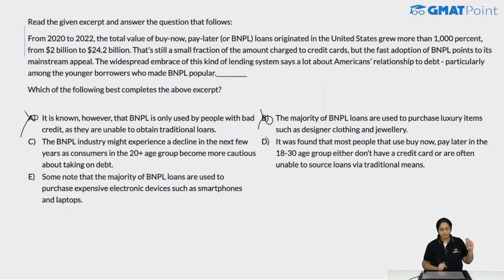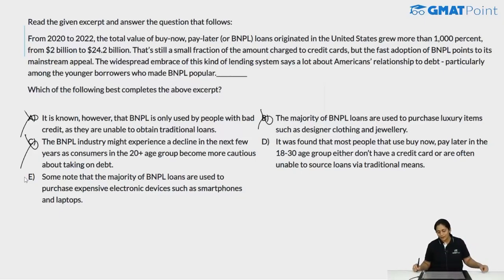C is: The BNPL industry might experience a decline in the next few years as consumers in the 20-plus age group become more cautious about taking on debt. Now, this might be true, but it should not be the ending point of this paragraph. You first talk about its expansion and its appeal, and later on, somewhere two or three paragraphs down, you might say that 20 years from now, it might have a decline. But right now, you're talking about an expanding market. This talks about much further ahead in time, while the remaining paragraph only talks about what is happening now and its rising popularity now. So C would be in a paragraph much later in the passage.